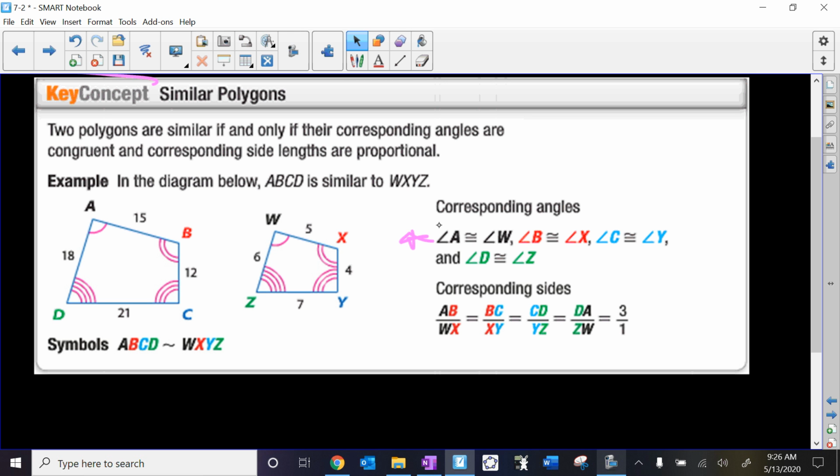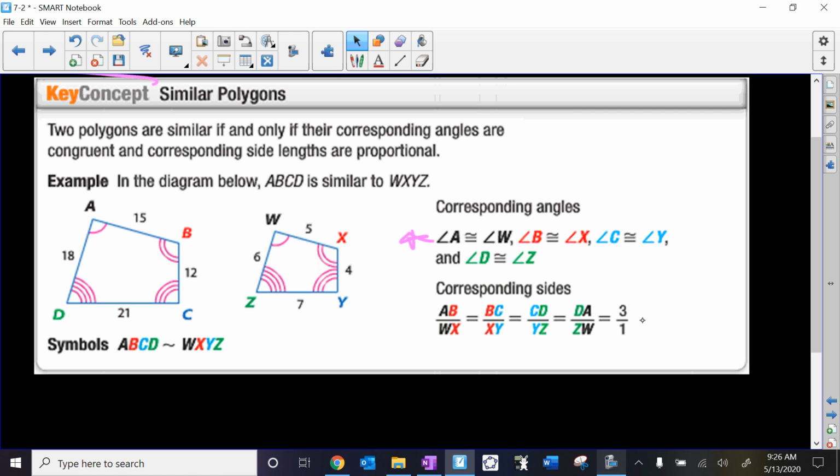We also know that these polygons are similar because their corresponding sides are going to reduce to the same ratio. So for example, if I would put 18 over 6, 15 over 5, 12 over 4, and 21 over 7, each one of those side lengths is going to reduce down to 3 over 1, or just 3.